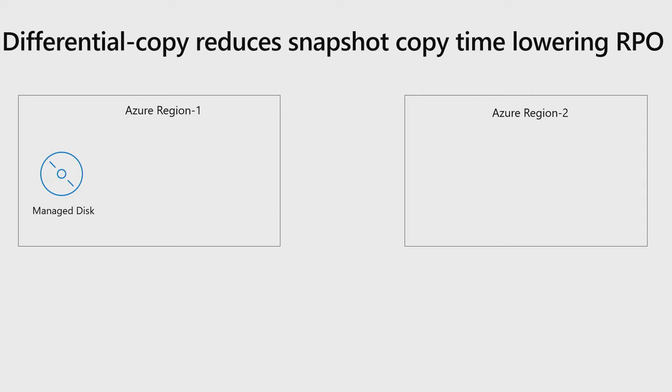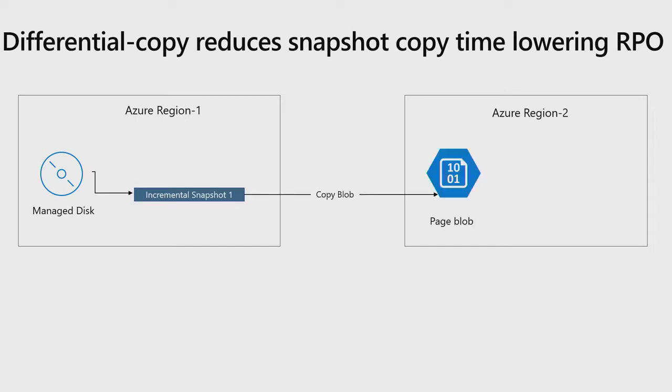Now to understand this capability, let's again go over an example. Let's say you have a managed disk and you want to take frequent snapshots of the managed disk and then copy the snapshot to another Azure location for disaster recovery. You will take the first snapshot, copy it as a page blob in a storage account in another location, and then create a page blob snapshot in that location. From this page blob snapshot, you can restore a managed disk instantaneously if a disaster strikes.